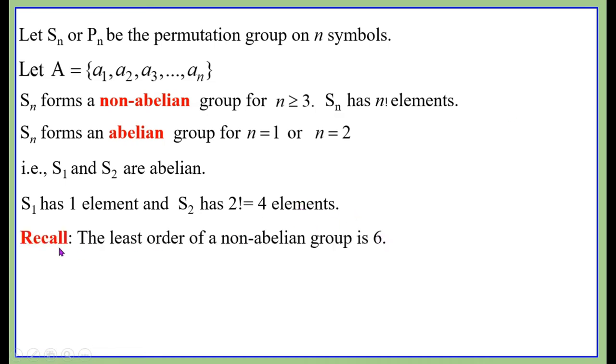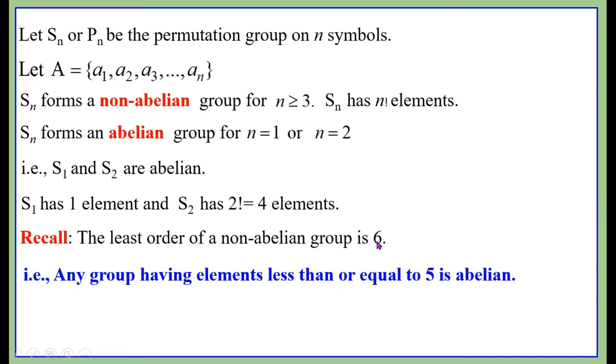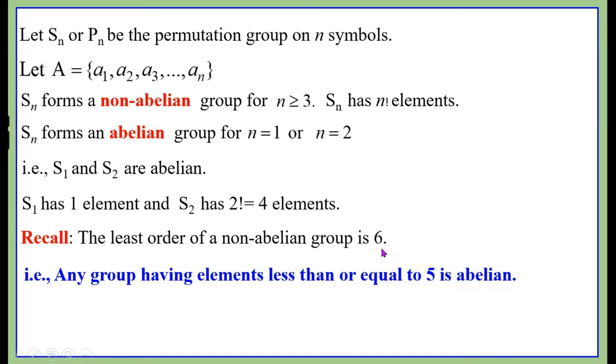Let us recall that the least order of a non-abelian group is 6. That is, any group having 5 or fewer elements is abelian. From 6 onwards, it may or may not be abelian, but a group of order 6 can be non-abelian, while one of order 7 is abelian, and so on. That we will learn in the next chapter.